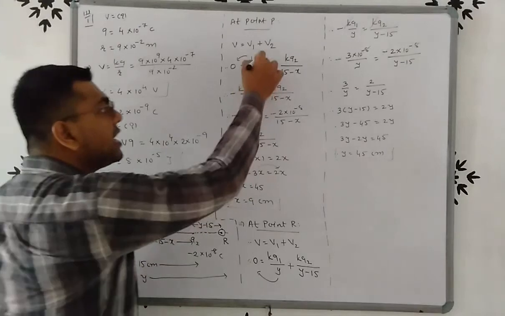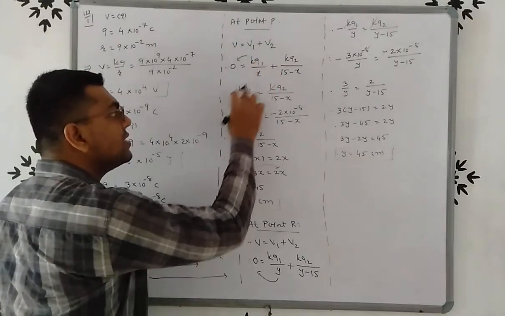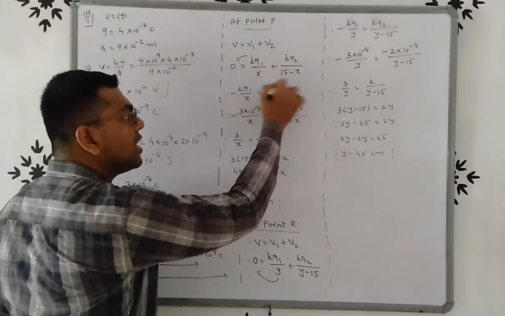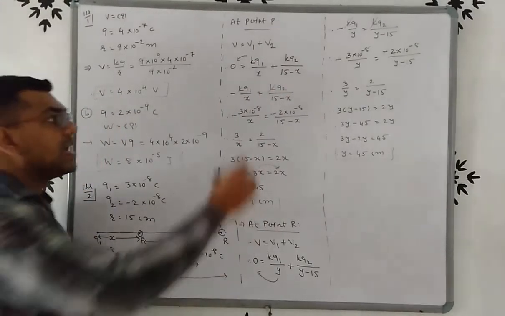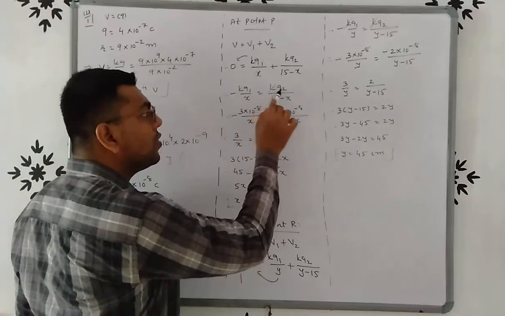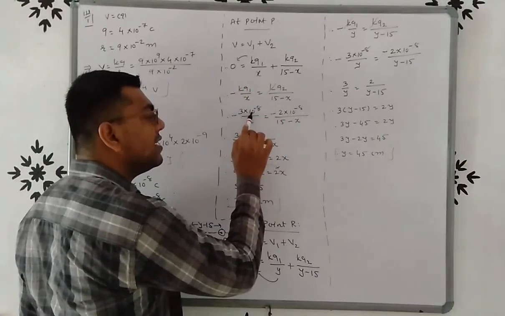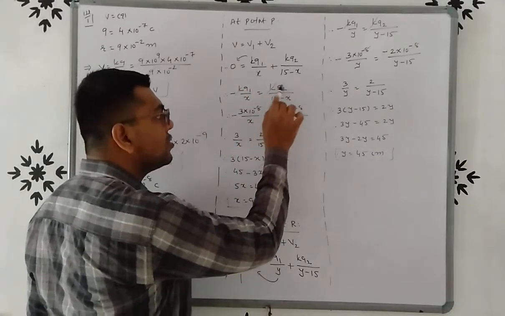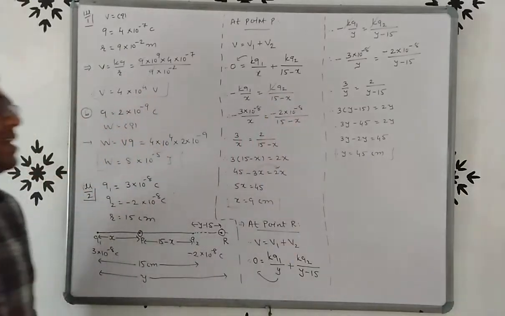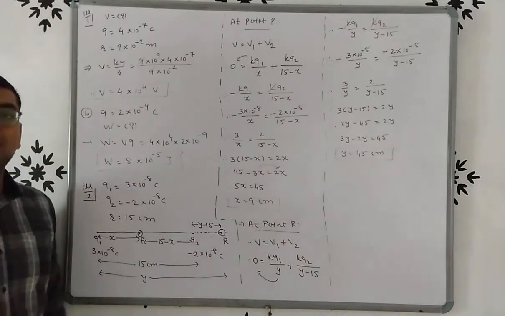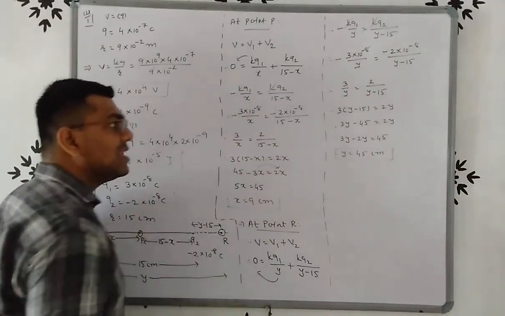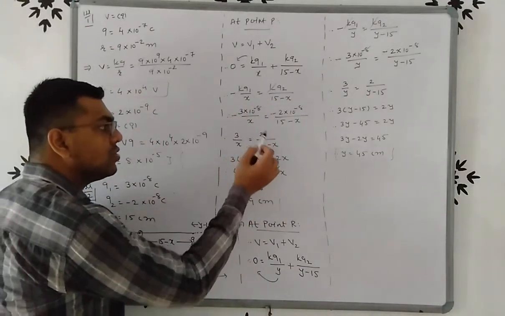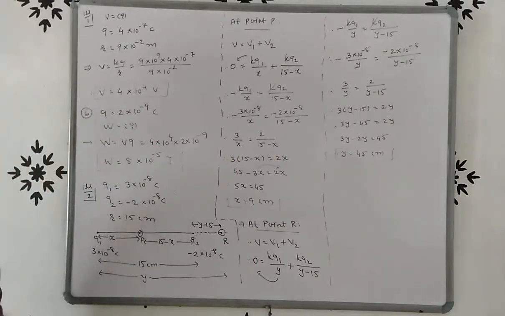So here we take KQ1 by X to the left hand side. So minus KQ1 by X is equal to KQ2 upon 15 minus X. Here K cancels. We know the values of Q1 and Q2. Q1 is 3 into 10 raised to minus 8 upon X, equal to Q2, minus 2 into 10 raised to minus 8 upon 15 minus X. The 10 raised to minus 8 and the negative sign cancel. So 3 upon X is equal to 2 upon 15 minus X.